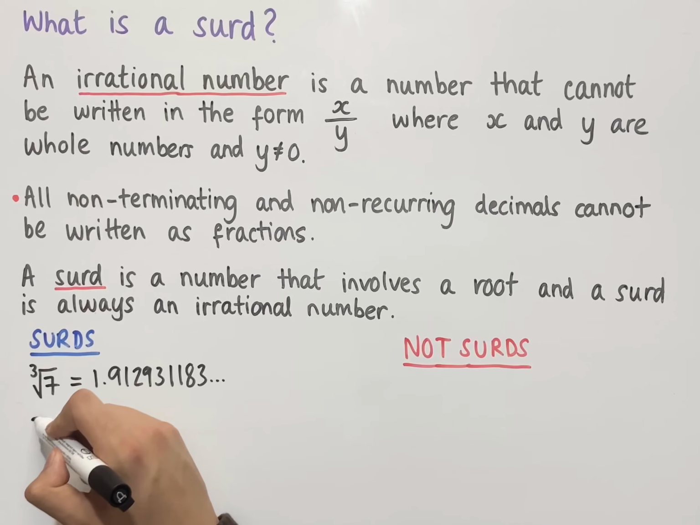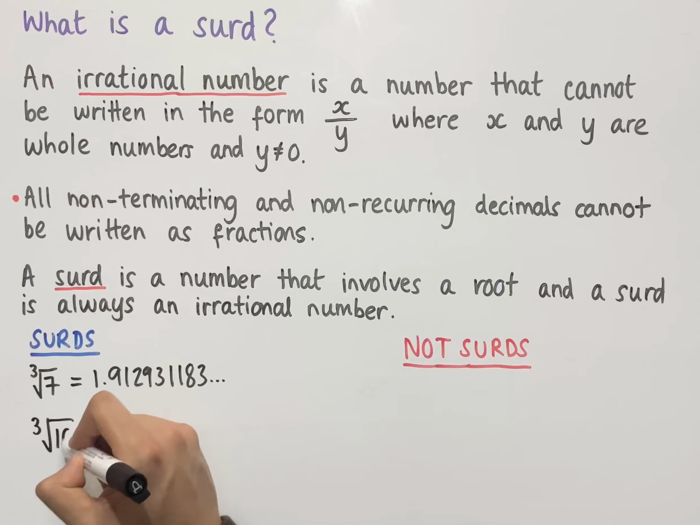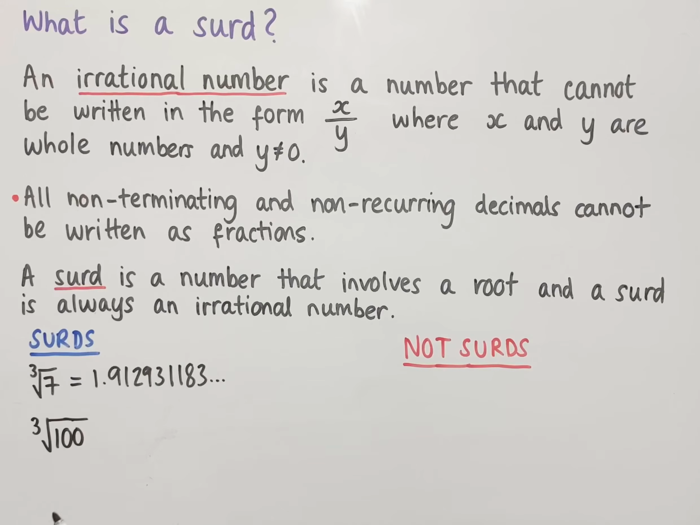Another example would be the cube root of 100. And in essence, if we were to generalize this, the cube root of any number that is not a perfect cube will end up being a surd.